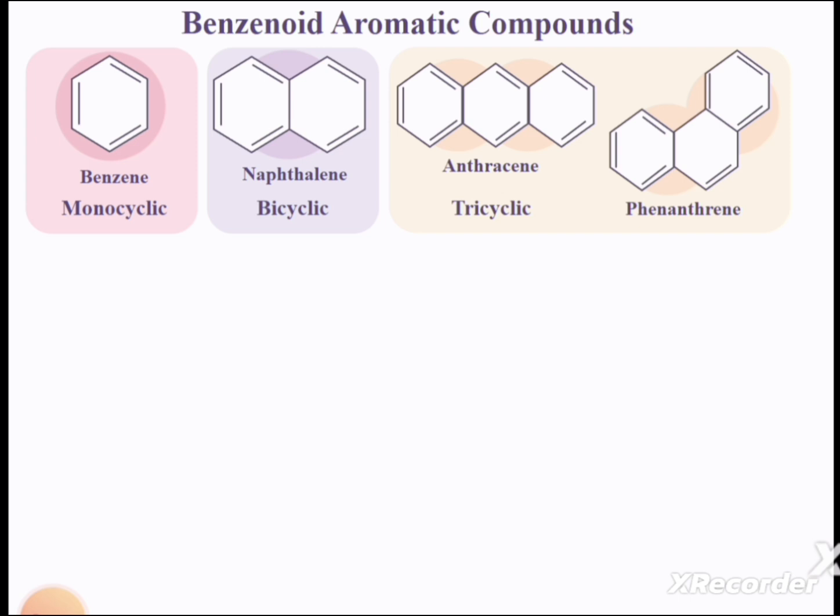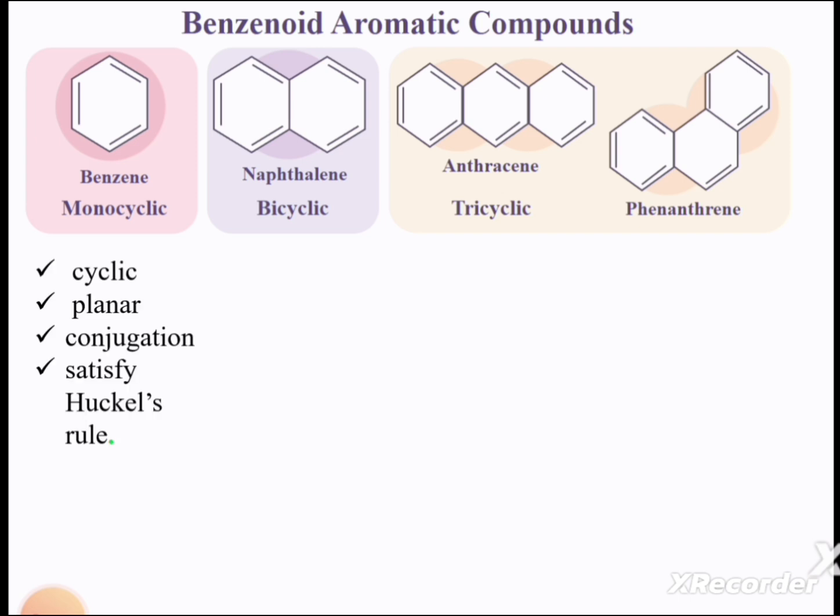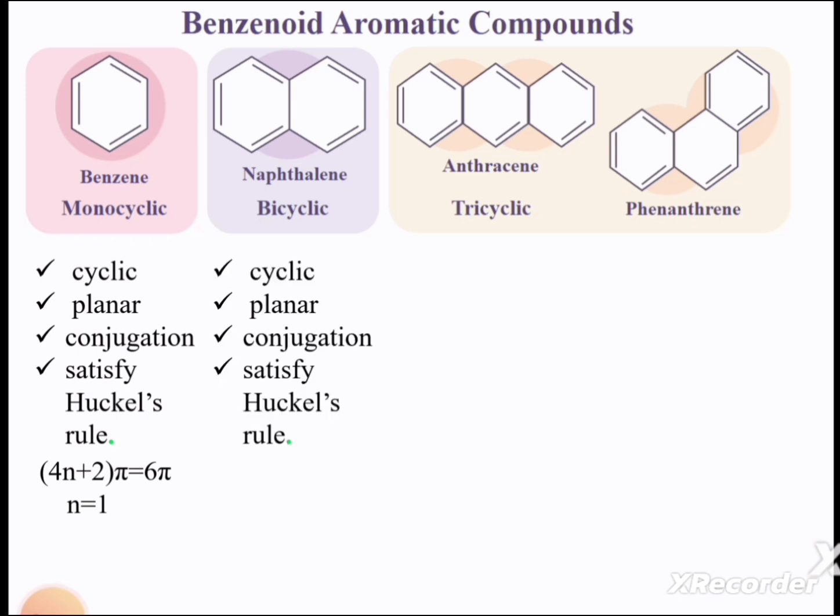First, benzene. This is cyclic, obviously planar, having a conjugation system and satisfying Huckel's rule, having 6 pi electrons. 4n + 2 pi, 6 pi electrons, n value is 1. So it satisfies Huckel's rule. So benzene is an aromatic compound. Let us discuss naphthalene. This is cyclic, planar, conjugated and satisfies Huckel's rule. 4n + 2 pi, total number of pi electrons is 10 and the value of n is 2.